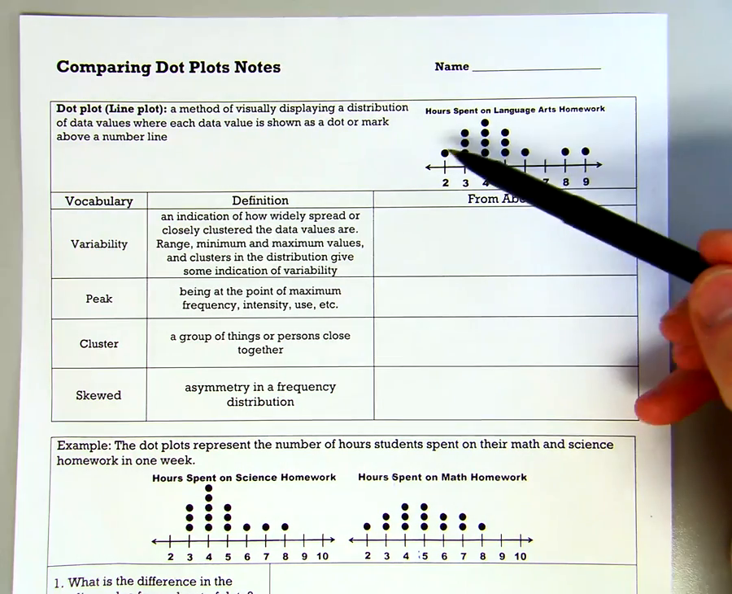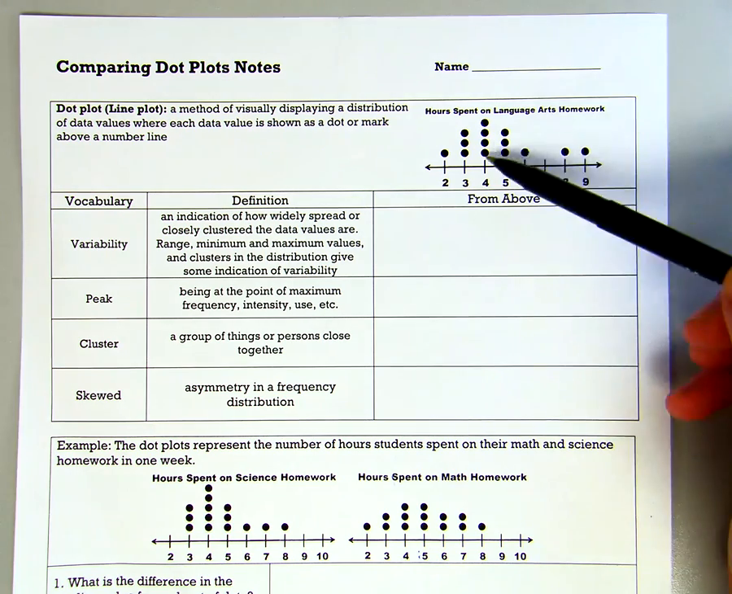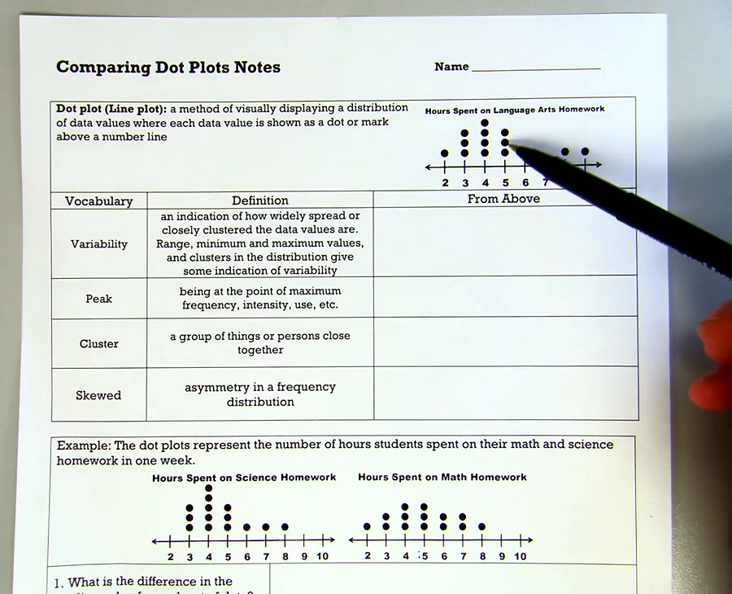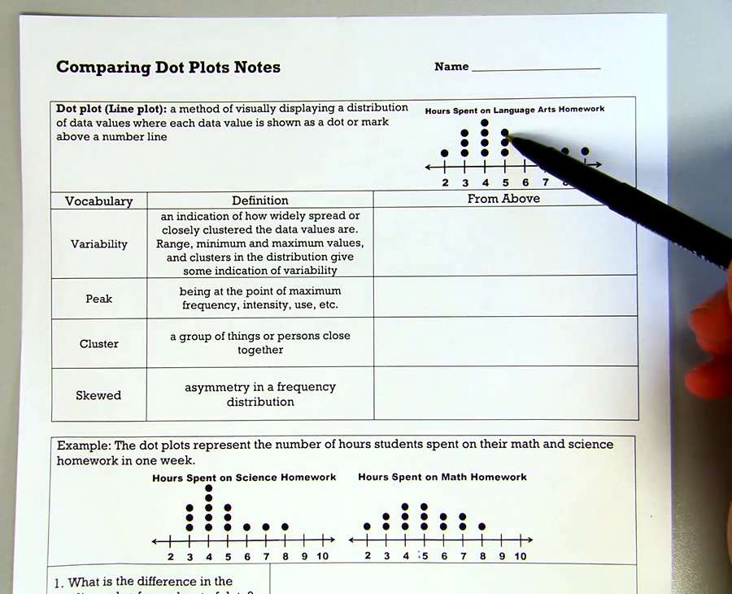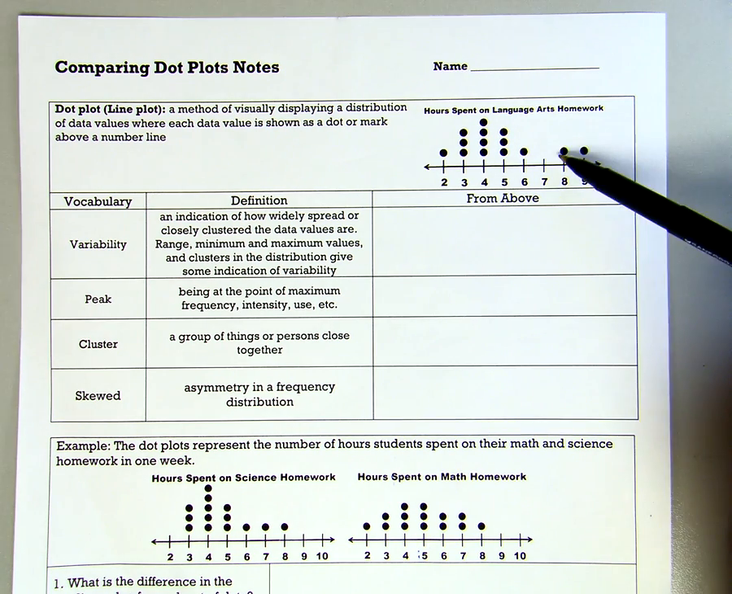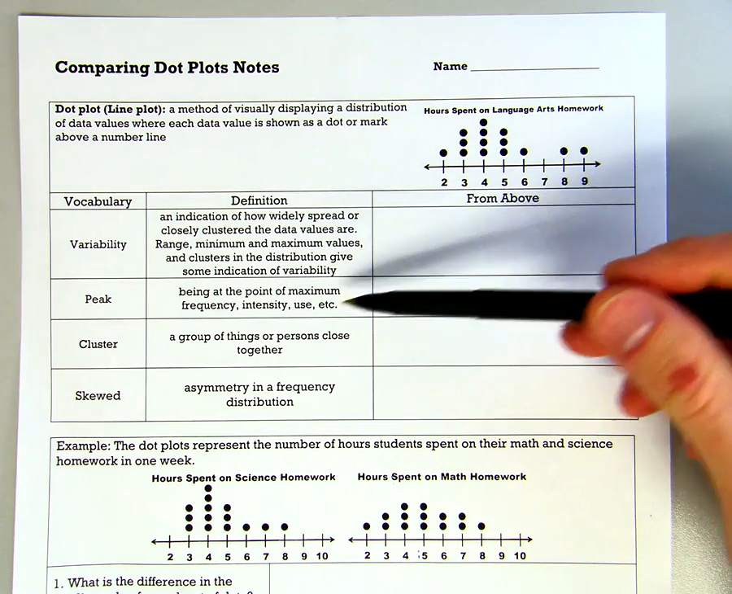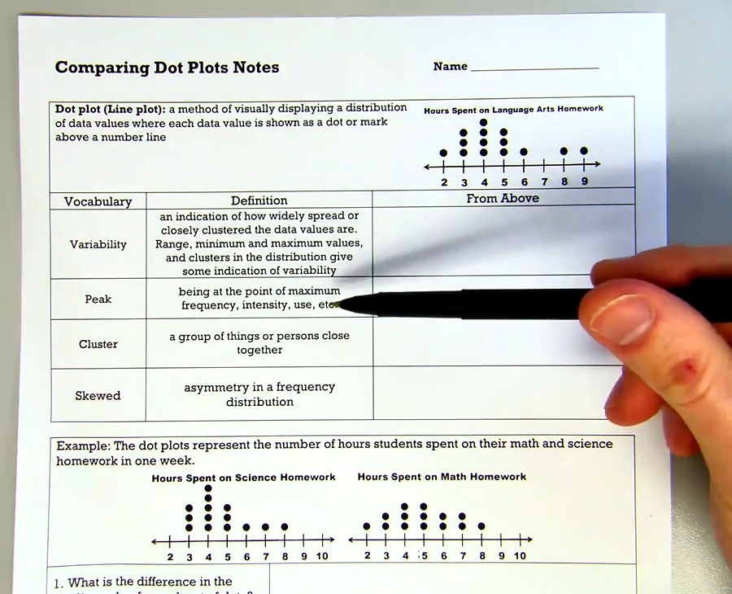So one person spent 2 hours, 3 people spent 3 hours, 4 people spent 4 hours, 3 people spent 5 hours, 1 person spent 6 hours, 0 for 7 hours, 1 for 8, and 1 for 9. Okay? So we have a few vocabulary words we're going to talk about and how they relate to dot plots. I'm going to skip variability first and come back to that one.